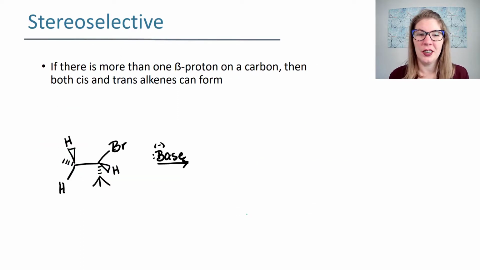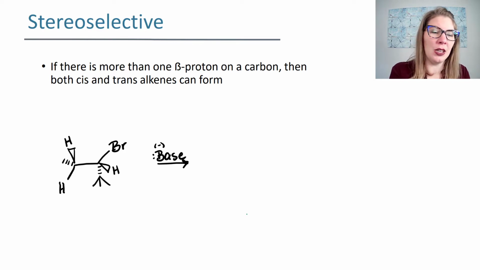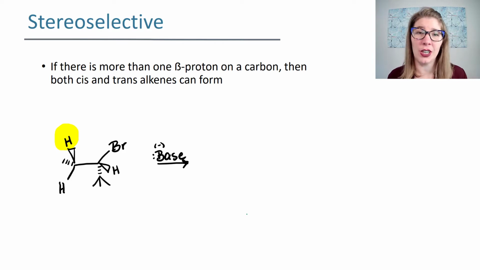Let's transition into stereoselectivity. If there is more than one beta proton on a carbon, then we get the opportunity for both cis and trans alkenes, or if there are complex compounds, we would name them E and Z. Here I've changed the molecule from the last page. What I did was take the phenyl group that was here, where I'm highlighting in yellow, and turn it into a hydrogen. Now that I turned it into a hydrogen, I have 2 beta protons.